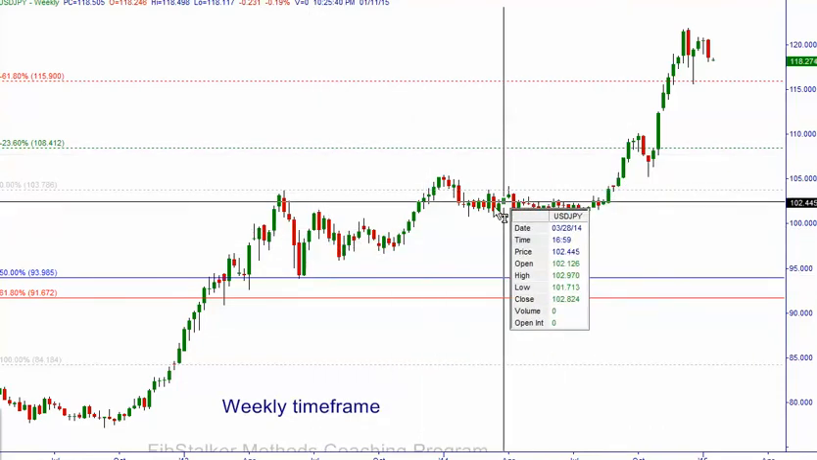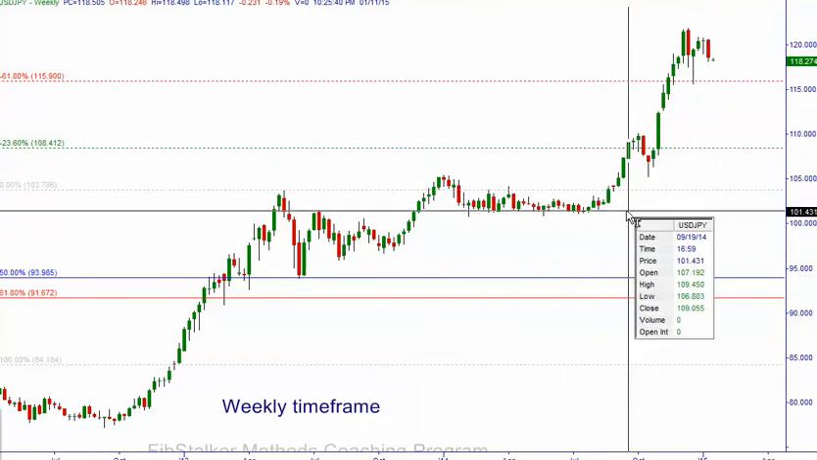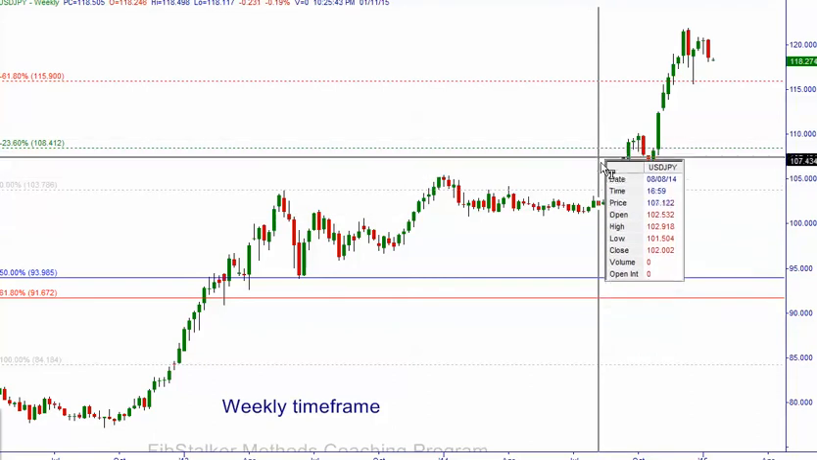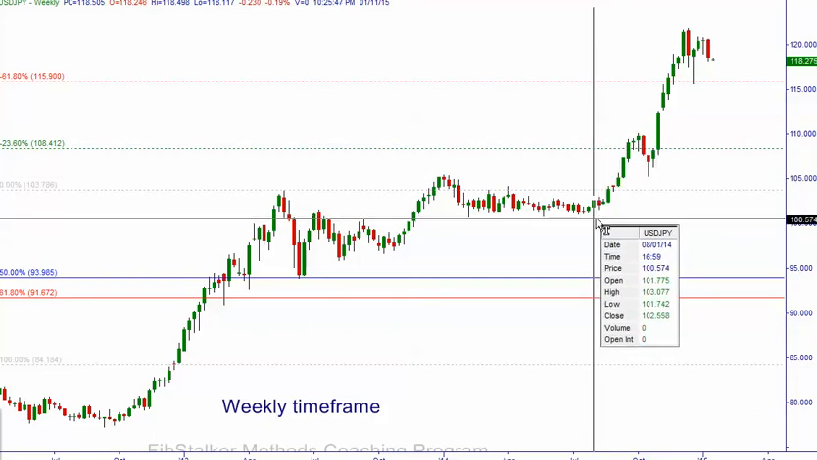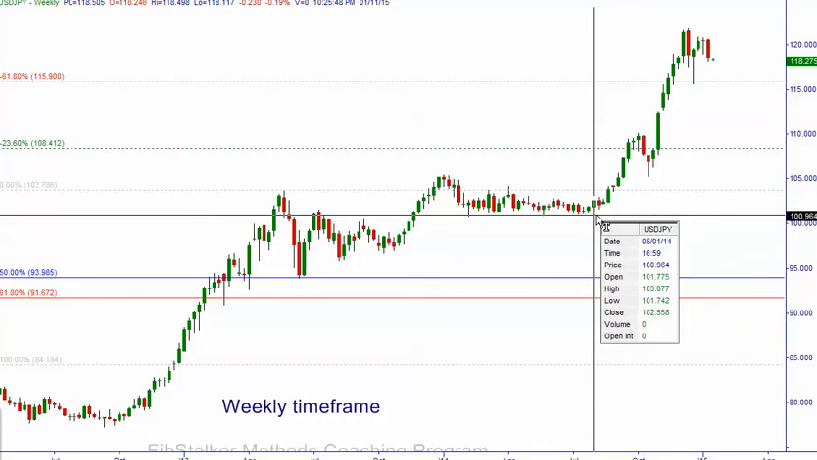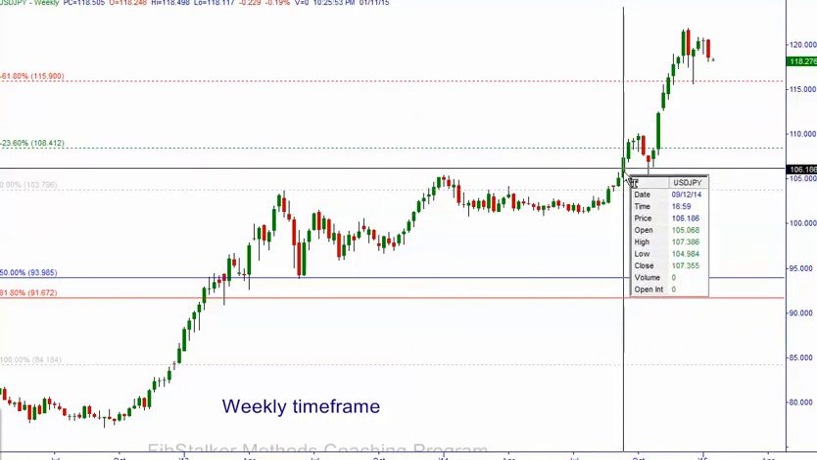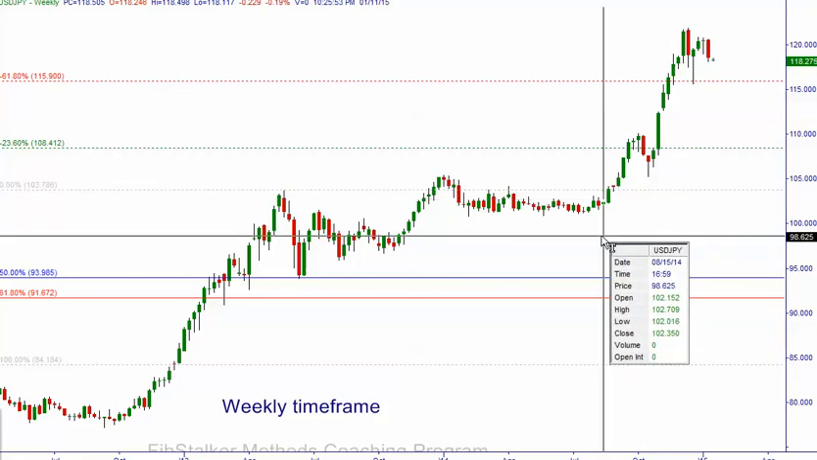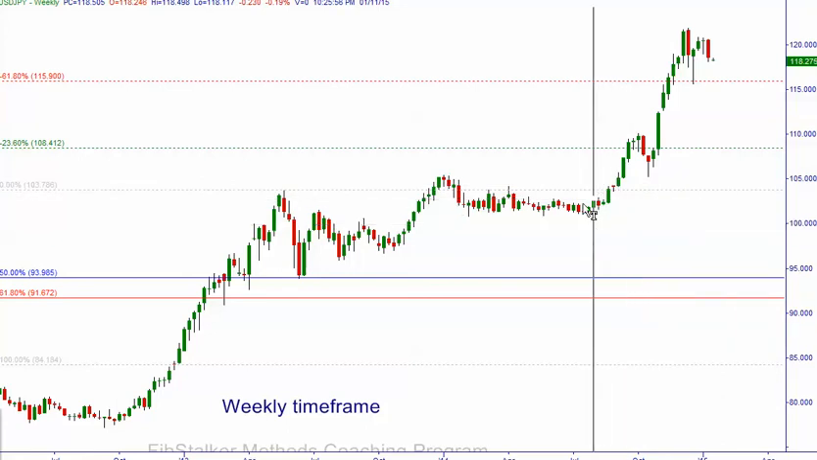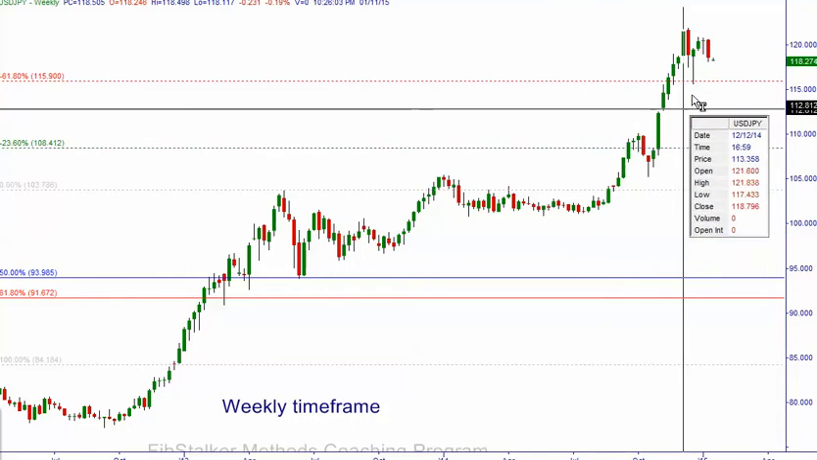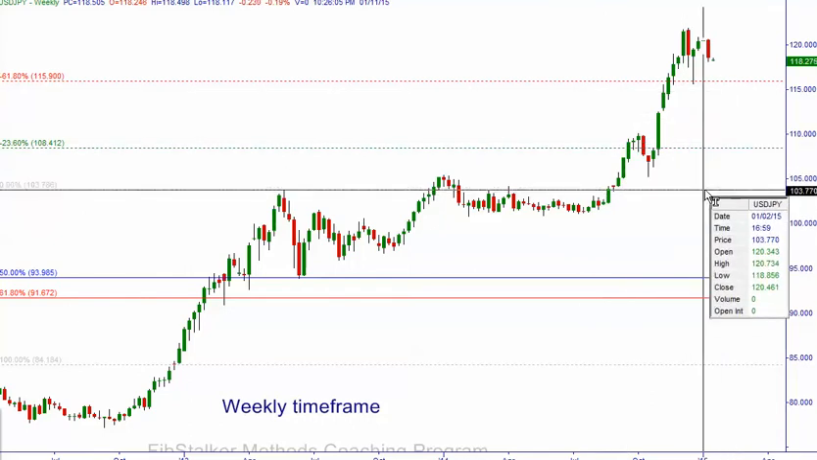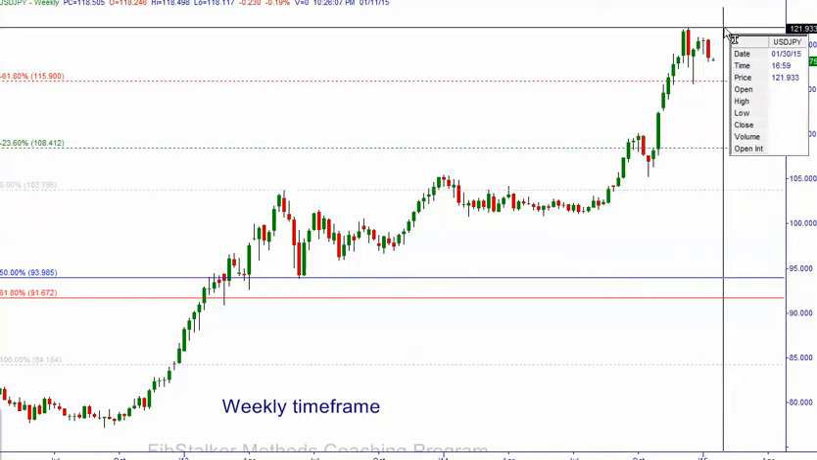So price eventually went into the first and second target. I called these two targets on August the 1st when FX Street published a review of the Japanese economy. You can review that on fxstreet.com. You can search for Japanese economy, Giuseppe Basile, which is my name, and you will find it.